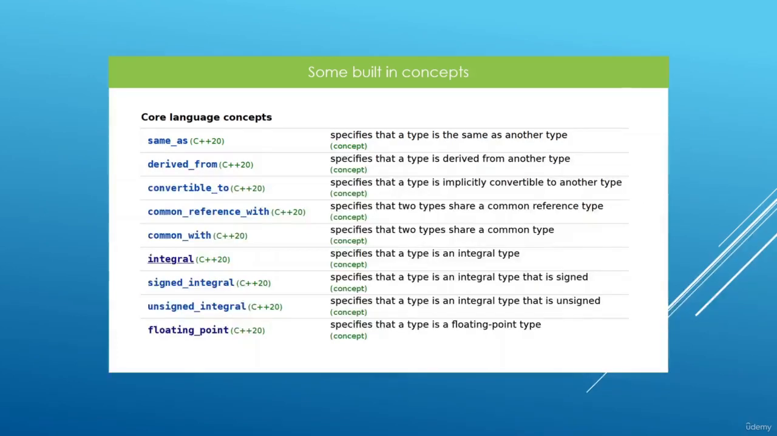Here are a few examples of concepts you can use in your C++ program. You can use the integral concept to enforce that your parameters be integrals. You can use the floating point concept to enforce that your template parameters be of floating point type. You can do all kinds of crazy things. Concepts are really cool and they are going to make your function templates much safer to work with.